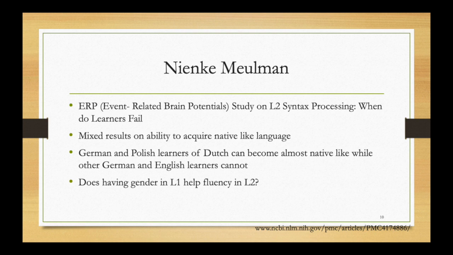Mulman talks about articles in languages, and that by having articles in the native language, if the L2 has articles, the learner may be at an advantage. The same goes with gendered nouns. The learners might have an advantage of advanced speech in the L2 if the L1 has gender. But there is also evidence that shows that gender is not needed to show full acquisition in the L2.